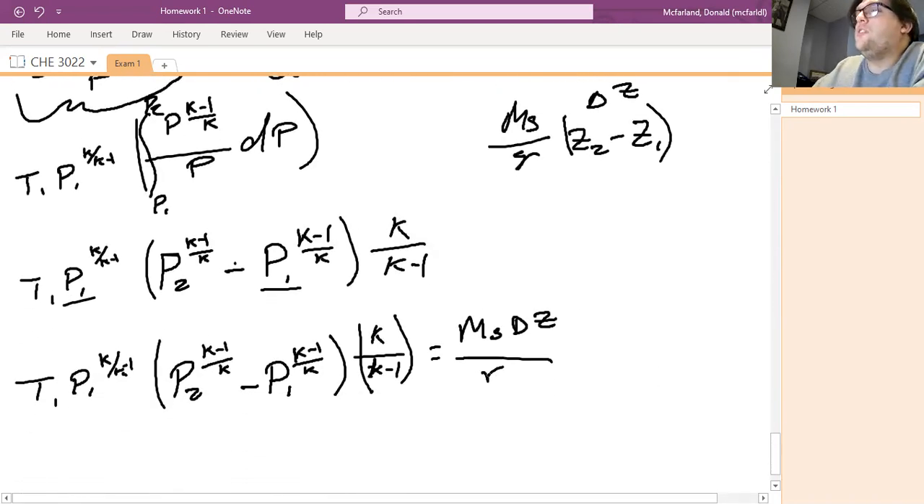I do not know why I started doing that lowercase. It should be uppercase, because it's the gas constant, not radius.